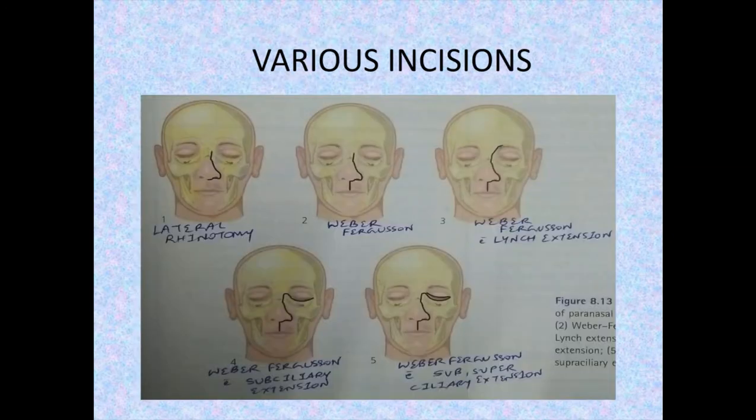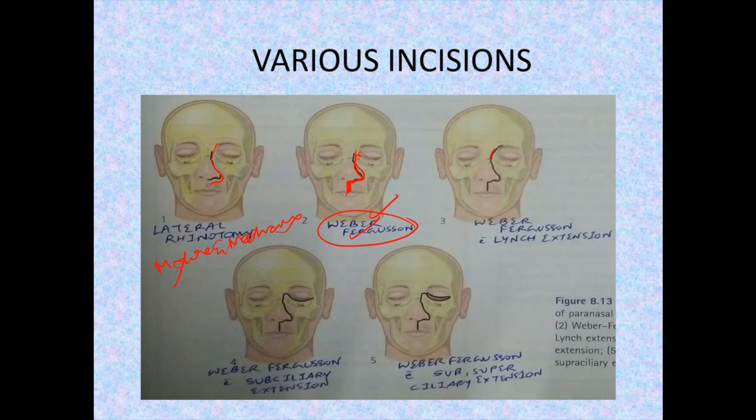What are the various incisions? This is the lateral rhinotomy incision, the Moore and Michaux incision. And this is the Weber-Ferguson incision, which you are going to see. It runs medial to the medial canthus, along the nasomaxillary groove and goes down, then runs below the ala, and then along the philtrum until the level of the upper lip.